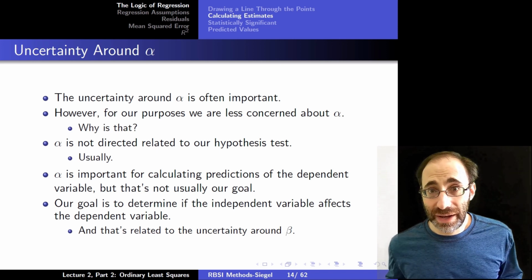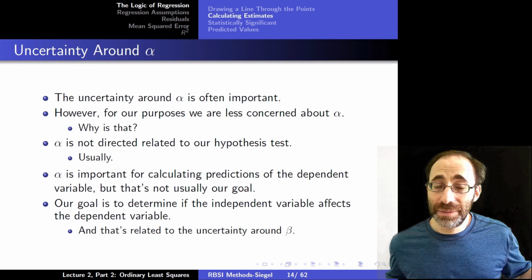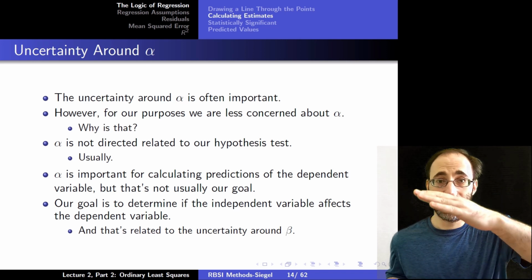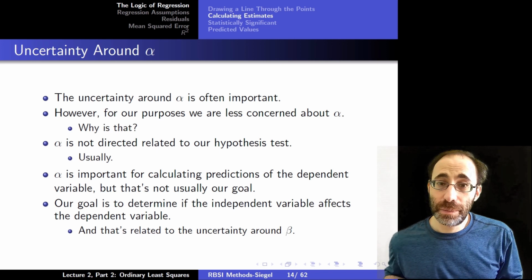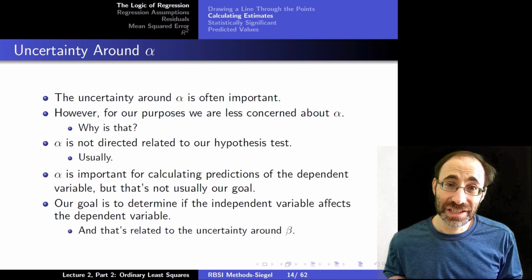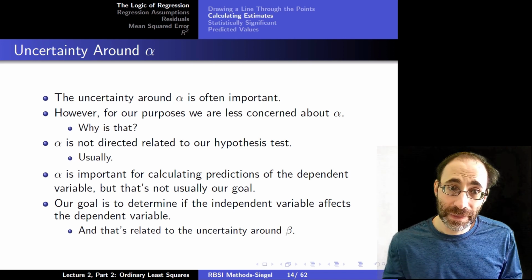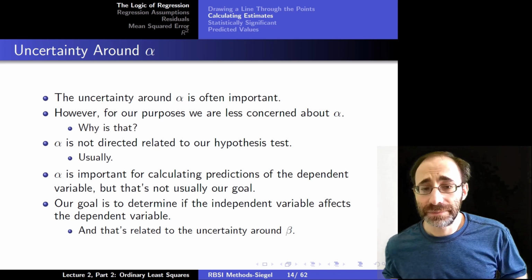If I look at the change in y divided by the change in x, that's the slope of the line. The intercept is unaffected by the slope of the line. Right? You can have an intercept like this or like this with the same exact slope. And since the slope is representing the degree to which y changes with x, and since that's our hypothesis in general, we generally care a lot about beta and its uncertainty, but not as much about alpha and its uncertainty.